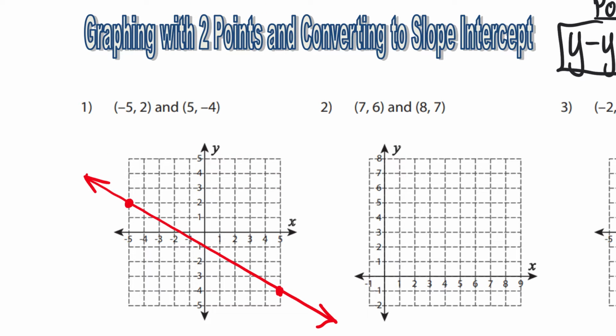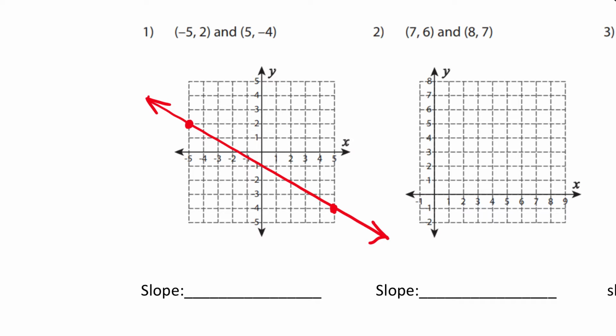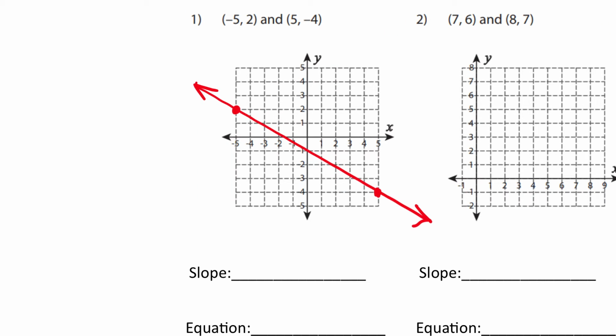Okay. So to get that right, negative 5, 2, 5, negative 4. Okay, so the first thing I want to do is I want to find the slope of this line. So remember, slope is rise over run. So how far down do you have to go to get from here to here? You got to go down 6. How far do you have to run from here to here? You got to run 10.